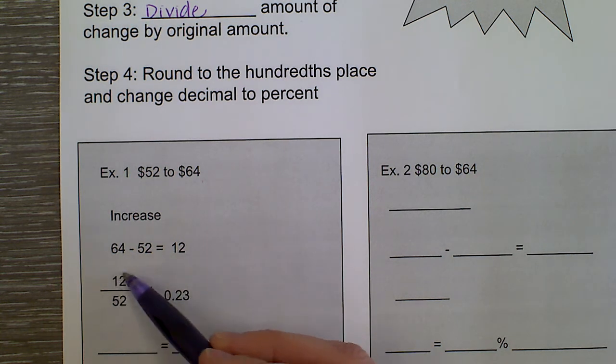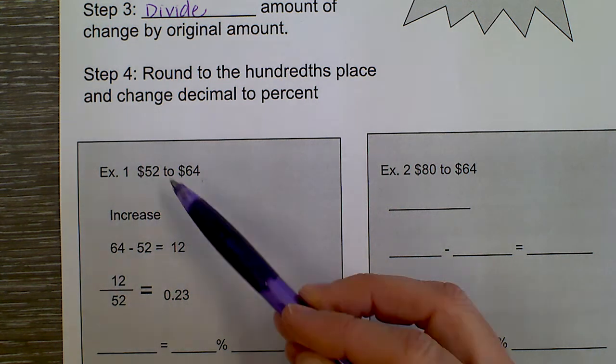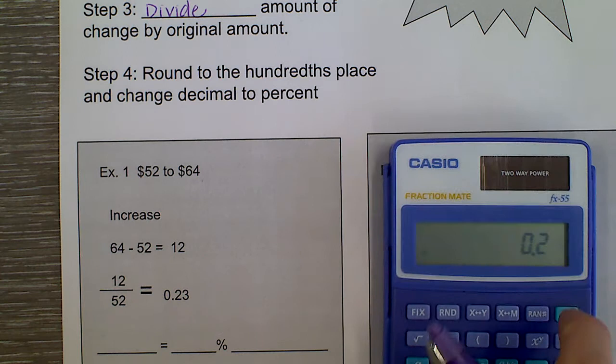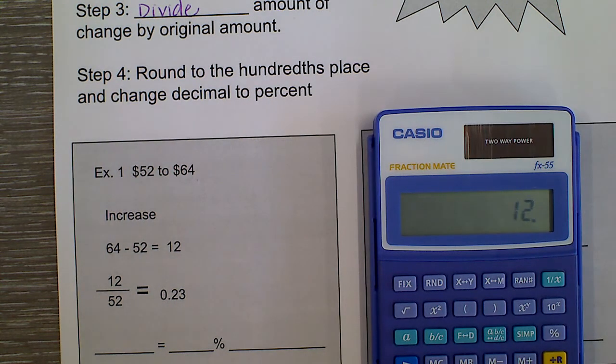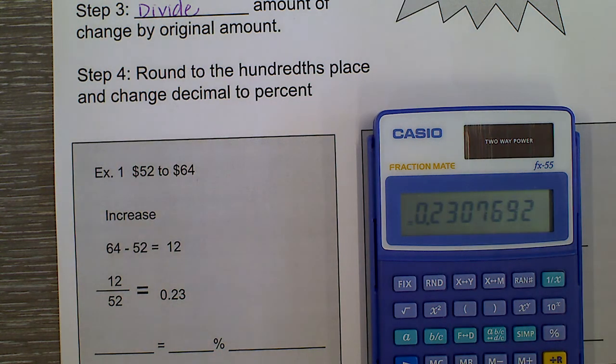You carry the 12 down, that becomes your numerator, and you're dividing by your original amount. Keep in mind that here the order of your numbers does matter. The 52 came first, so 52 was the original amount. This is when you would break out your handy dandy calculator to do 12 divided by 52, and you get 0.2307692, and I'm sure that keeps going on and on, but for what we are doing, you only need to round to the hundredth place.